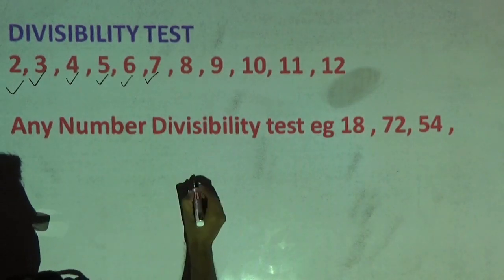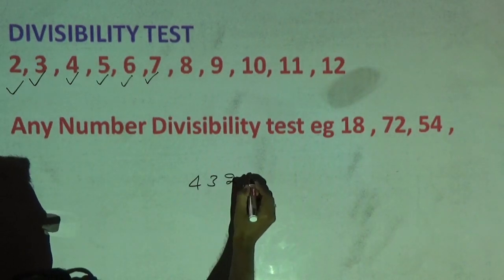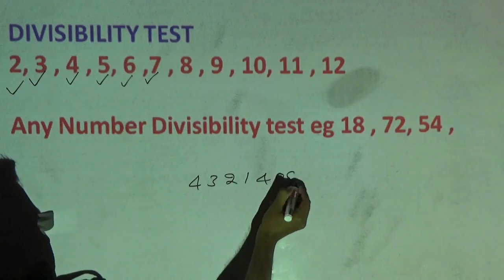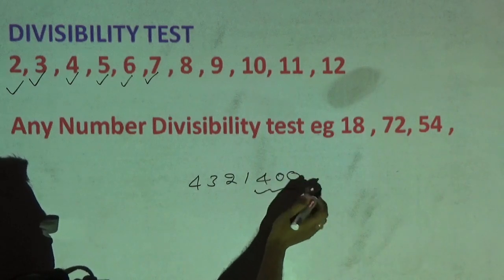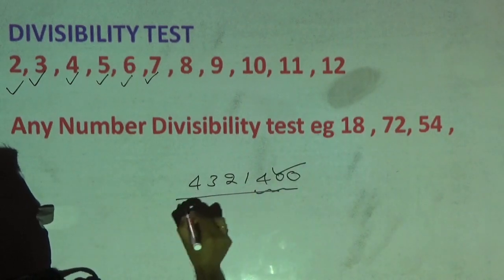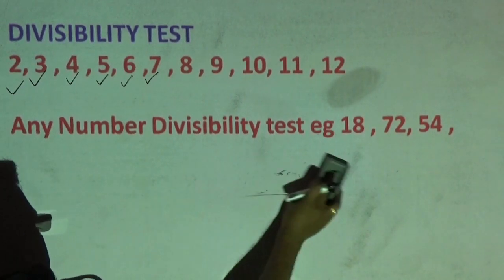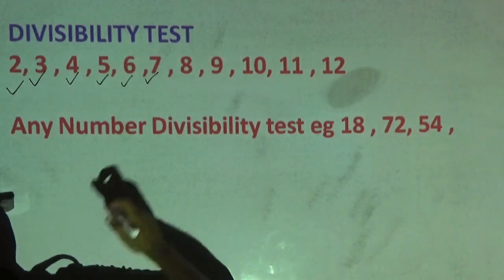One more example, 4 3 2, okay, 1 4 0 0. See, the last 3 digits I want to check. Okay, so 8 5 6 40, and this is divisible by 8, so the entire number is divisible by 8. So that's it, how to check a number is divisible by 8.